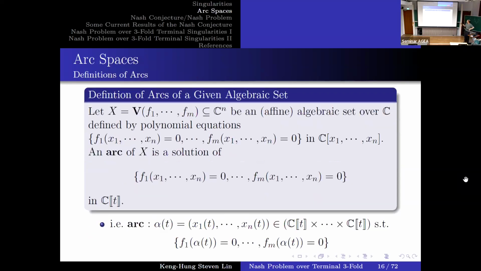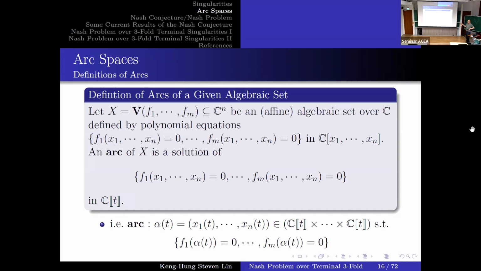Okay, arc space. Let's go to the second section. Firstly, let's take a look at what an arc of a variety is. I have now modified it. This is my old version of the slides. Okay, that's fine.